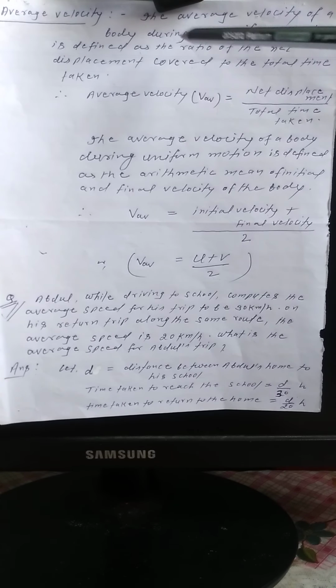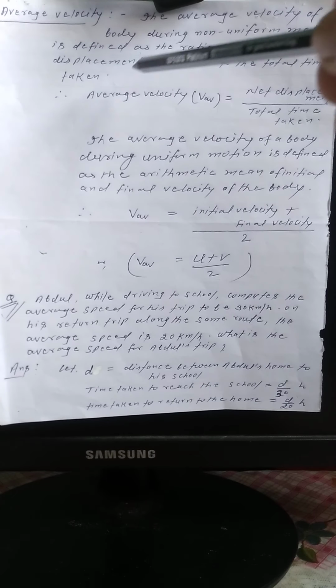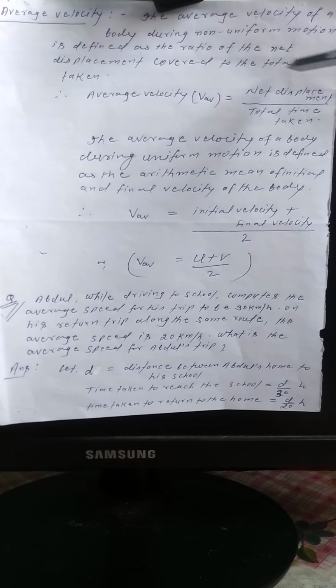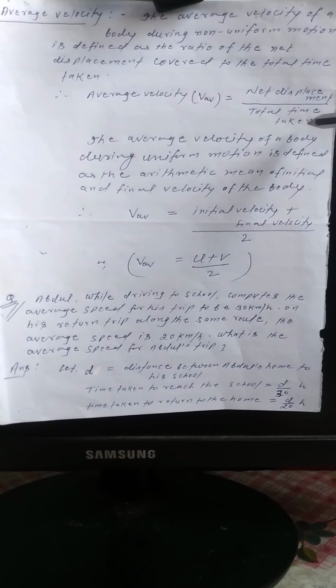Now, average velocity. The average velocity of a body during non-uniform motion is defined as the ratio of the net displacement covered to the total time taken. Therefore, average velocity is equal to net displacement by total time taken.